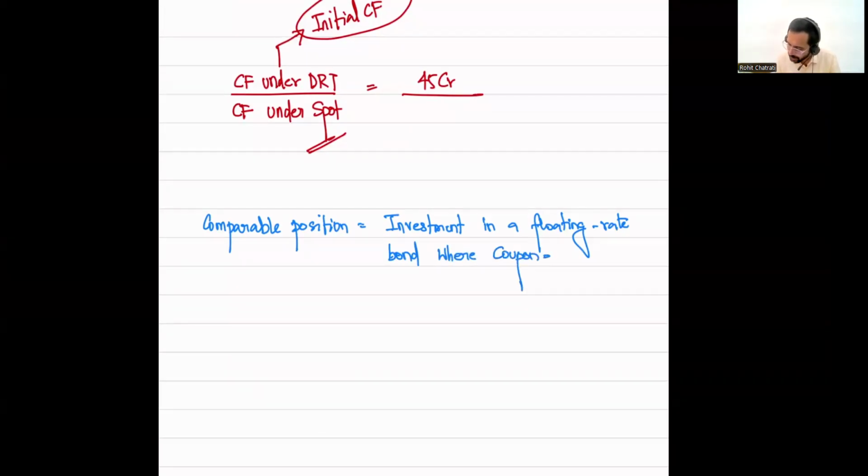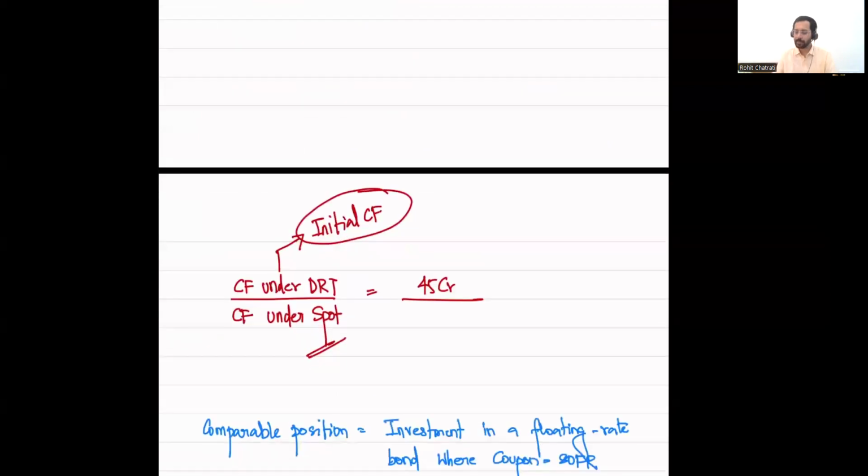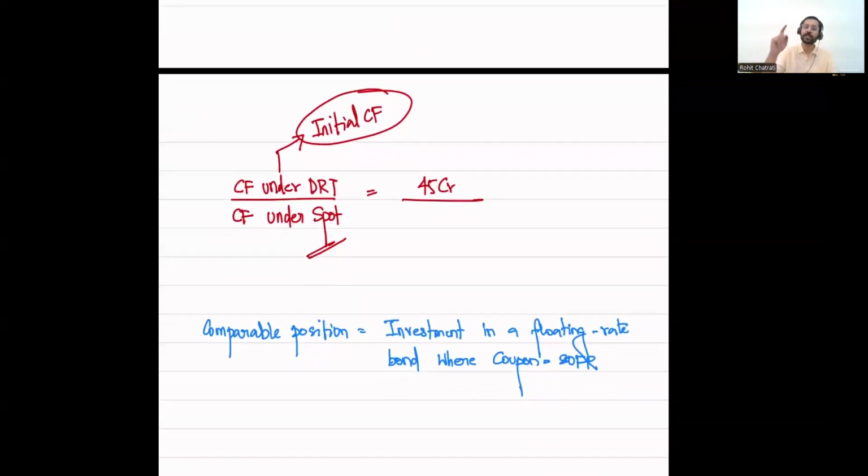Now, if I purchase a floating rate bond where the coupon rate is equal to SOFR, then S will receive the floating rate coupons every year, which is exactly its position under the derivative contract as well. Under the derivative contract, it's going to receive floating interest rate, and if it had invested money in a floating rate bond, then also it would have received floating interest rate. So the comparable position to this derivative contract is an investment in a floating rate bond. So I now have to see what the cash flow would have been for S Limited to purchase a floating rate bond.